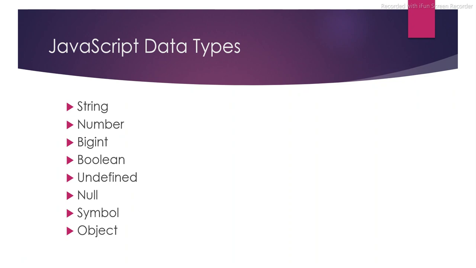Then what are the data types available? You cannot declare explicitly like int a, string b, but what are the different data types JavaScript can handle? That's what is listed here: string, number, bigint, boolean, undefined, null values, symbol, object. These are all the different data types available.